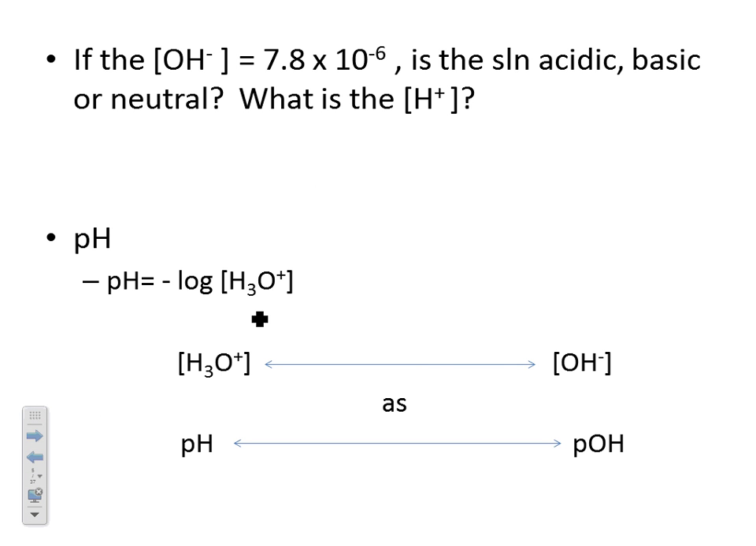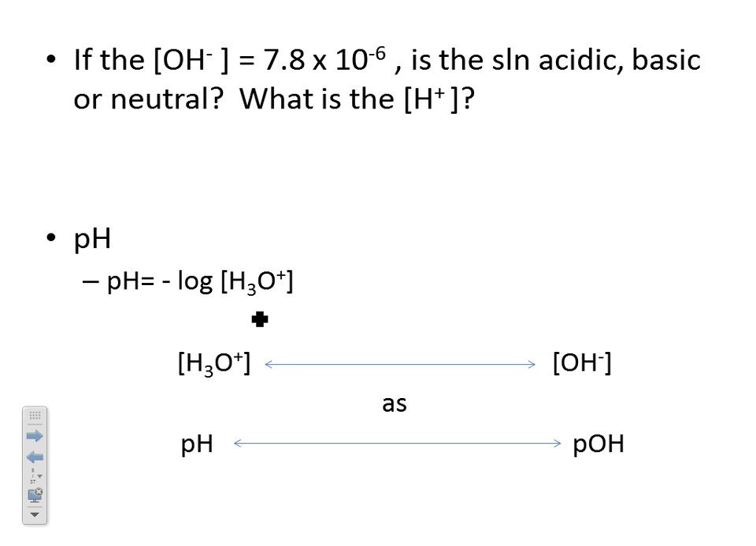So if we have a solution that has a hydroxide ion concentration of 7.8 times 10 to the negative 6, we don't even have to do any calculations here to figure out whether the solution is acidic, basic, or neutral. We know that 7.8 times 10 to the negative 6 is a larger number than 1 times 10 to the negative 7. And therefore the hydroxide is larger in this solution than it is in water, meaning that this solution is going to be basic.